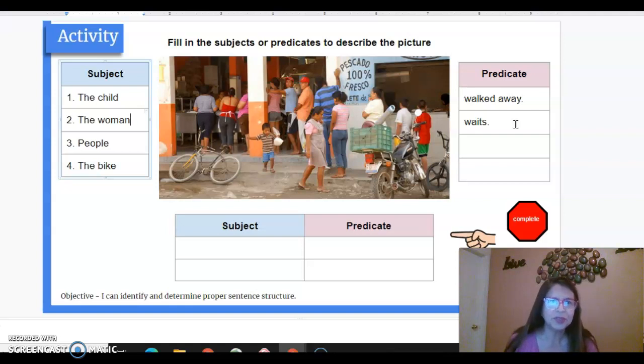All right, let's go to number three. People. Okay, all these are people. What is something they could be doing? And you're going to put it right here in the predicate. Take a moment to think about it. What is something that people are doing?